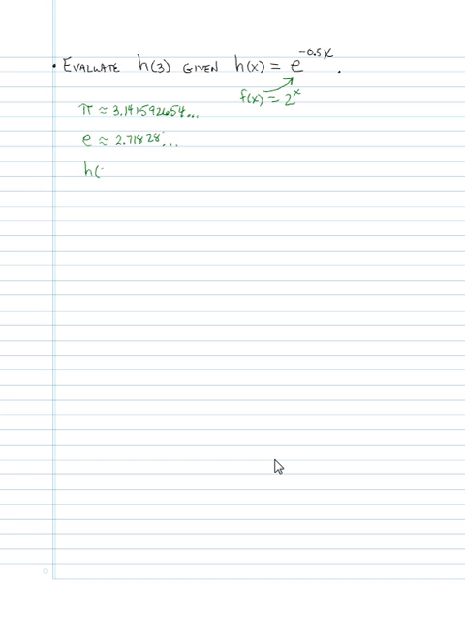H of 3 is equal to e to a power that's negative 0.5 times our x value, which is 3. Now, we might be able to do some of this in our head. We might be able to do the 3 times 0.5 in our head and say, oh, this is e to a power that's negative 1.5 when we multiply those two together.